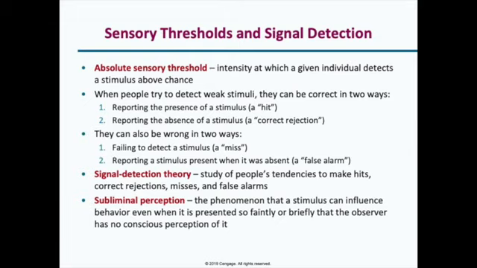So, let's quickly go over these terms. When I present a stimulus and there is a stimulus and you say there is a stimulus, that is a hit. When I present a stimulus and you say that there is not a stimulus, that is a miss. When there is not a stimulus and you say that there is, that is a false alarm. When there is not a stimulus and you say there is not a stimulus, that is a correct rejection.